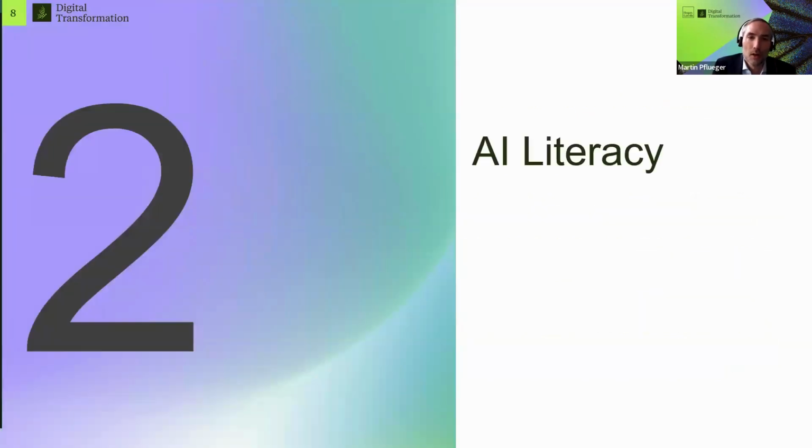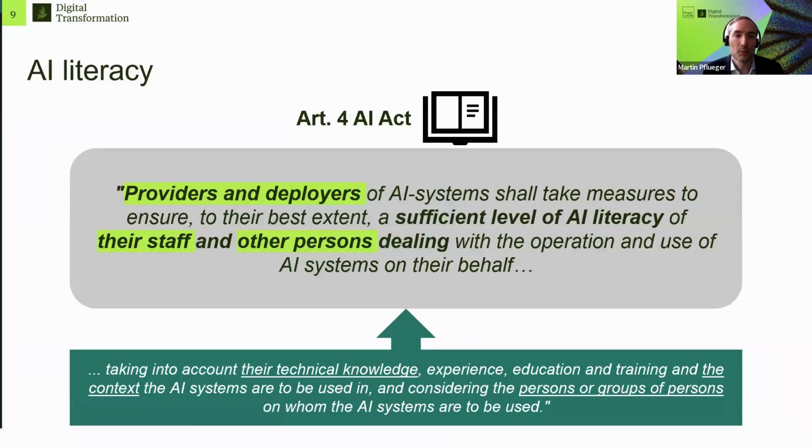Thank you, Julia. So yeah, let's take a deep dive into AI literacy and how this applies to Alpha. Let's start with the legal principles. Under Article 4, companies are required to ensure a sufficient level of AI literacy of their staff and other persons dealing with the operation and use of AI systems on their behalf.